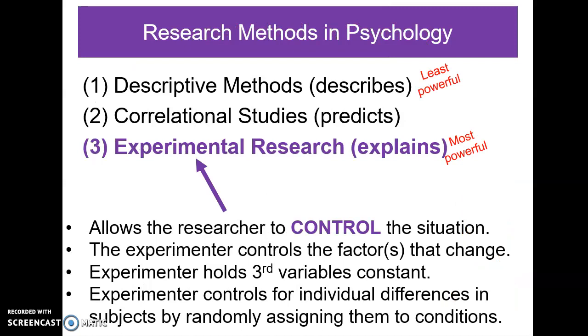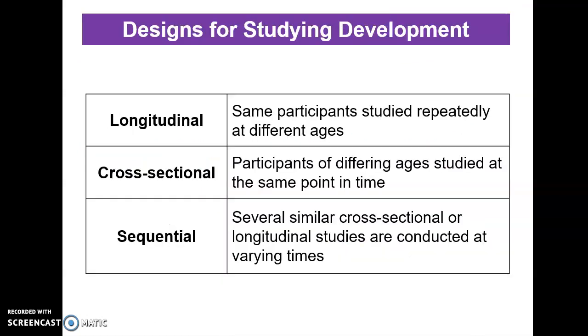The last one is experimental research. Okay, and this is where the researcher is controlling the situation. They are trying to manipulate a variable and holding the other ones constant so that we can look at whether A causes B, or looking at this cause and effect relationship. Now, some special designs are used for studying development, because development is looking at what changes or what remains the same across time, we need to be able to study people at different ages.